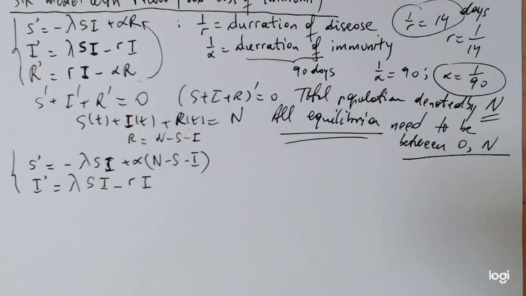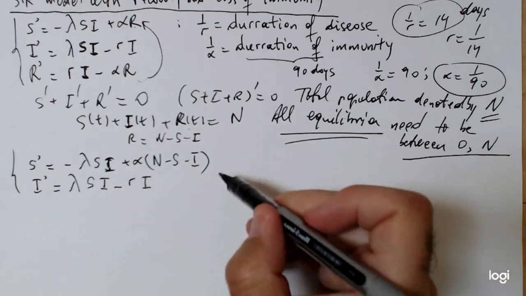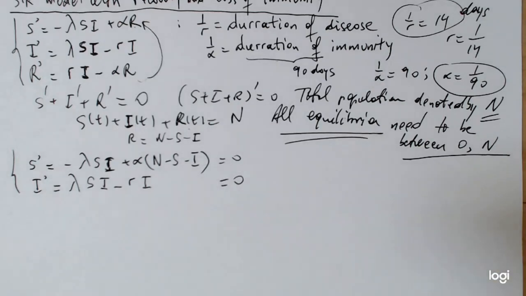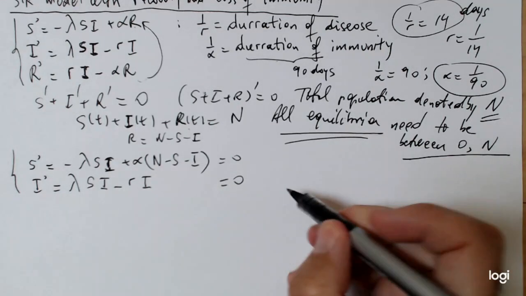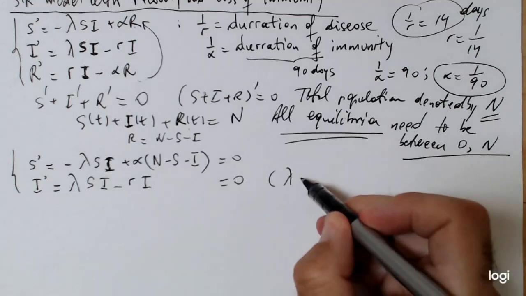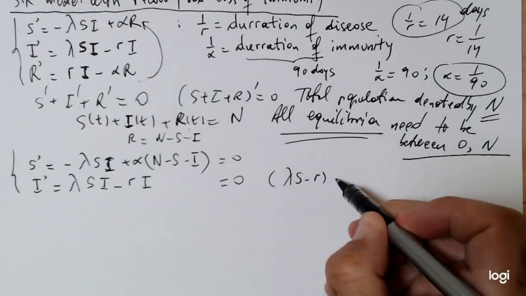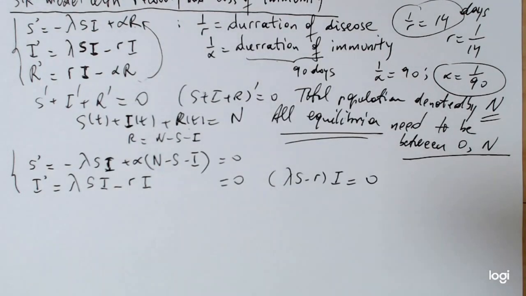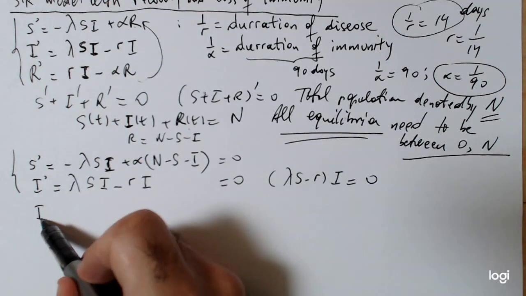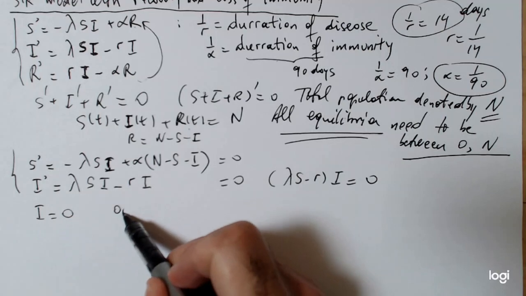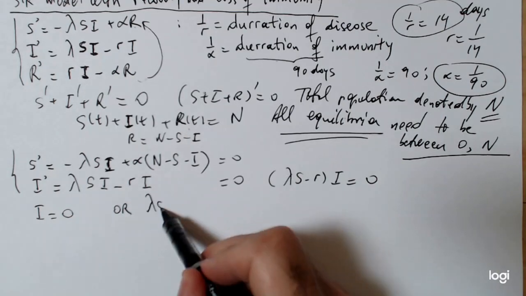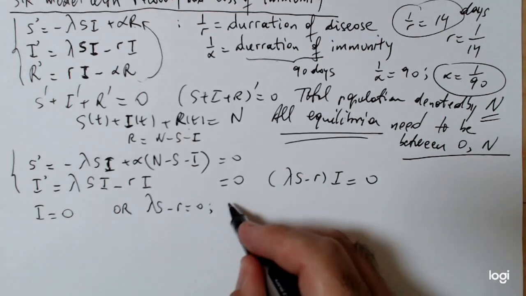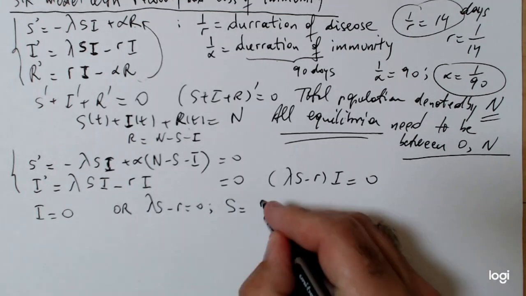So now we can proceed with the 2x2 analysis, and like before, let's first find the equilibrium points. And just like before, we can see that the second equation factors easily. And that gives me two solutions: either I equals 0, or when lambda S minus R is equal to 0, S is equal to R over lambda.